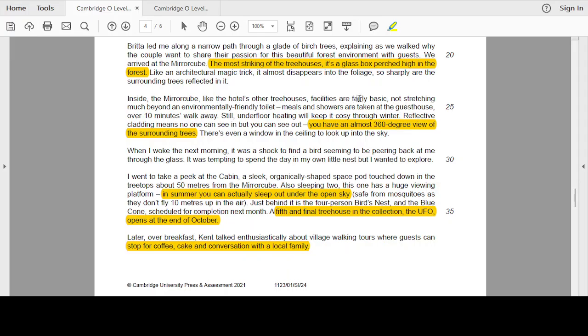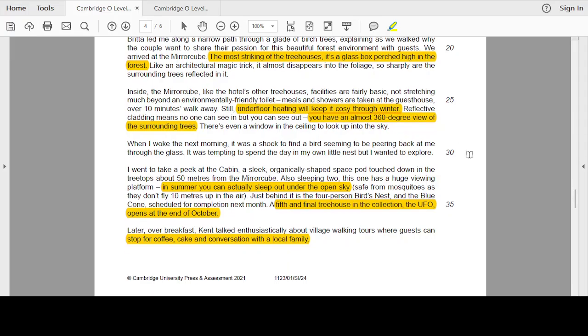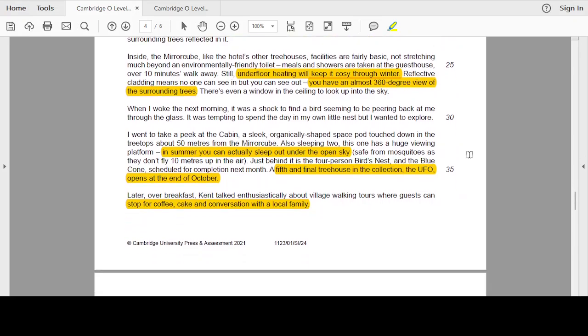Okay. Again, the environmentally friendly toilet thing is again clumped together with the snowmobiles and the logging. Underfloor heating will keep it cozy through the winter. I would like that. Winter is coming, and so underfloor heating would be nice. Now here again, I would highlight how points are taken together. So an almost 360-degree view of the surroundings, and then there's even a window in the ceiling to look up into the sky.